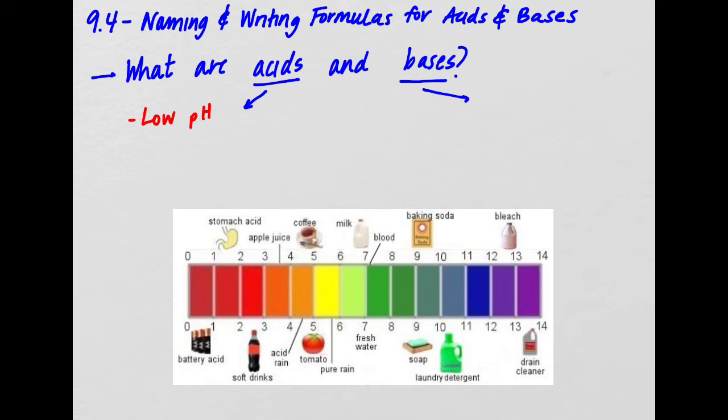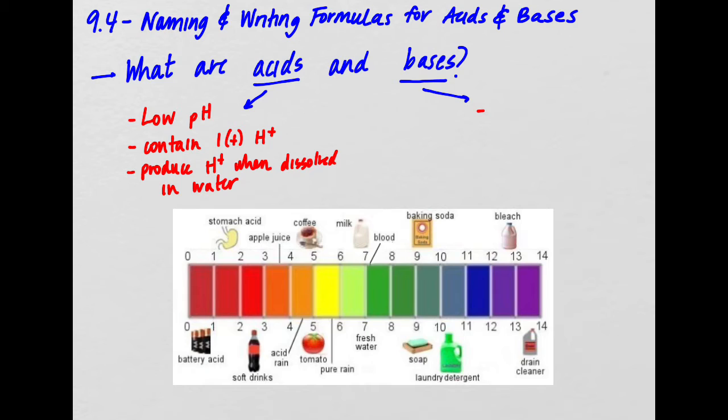And they contain one or more, I'm going to say one, and then I'm going to do parentheses plus, meaning one or more hydrogen ions, and they produce H plus when dissolved in water. Okay, so these are the characteristics of acids.